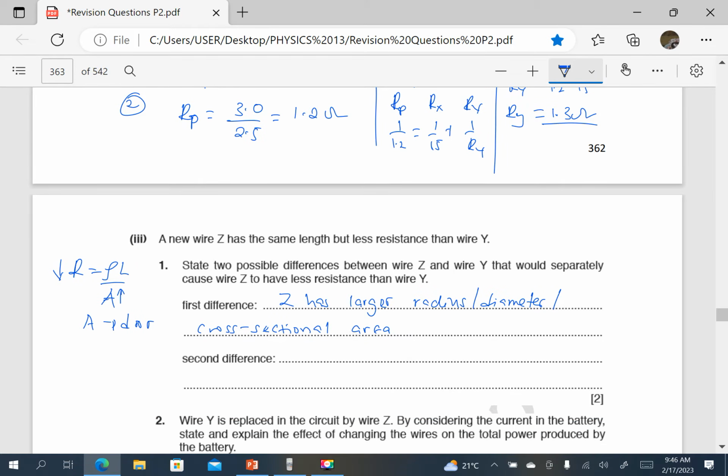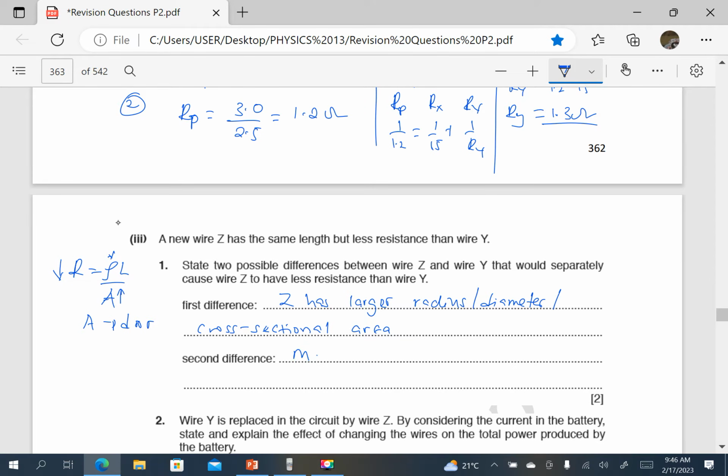The second difference is since the length was the same, then maybe the material of Z. If the length is the same, the only factor remaining is now the resistivity, which depends on the material. So maybe the material for Z has a smaller resistivity, or it has a greater conductivity, because if the resistivity is small, it means the conductivity is greater.